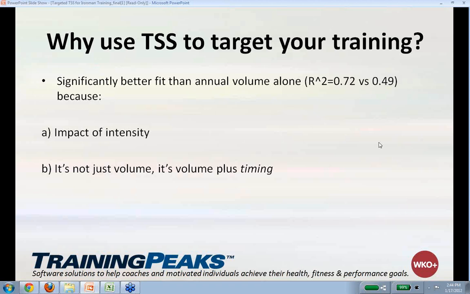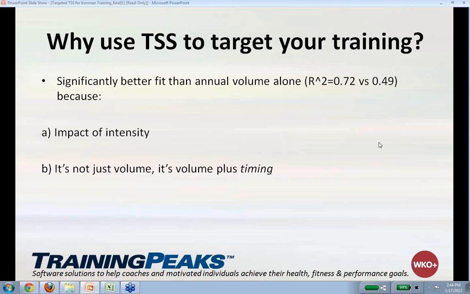Okay. I think we can probably roll through that one. Yep. Just one point on this one, significantly better fit than annual volume alone. So we talked a little bit about comparing TSS versus hours. And the reason is, first of all, the impact of intensity, which we talked about. And the second, it's not just about volume, it's about volume plus timing.